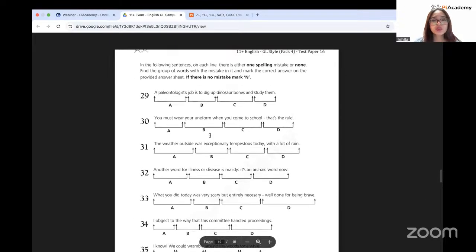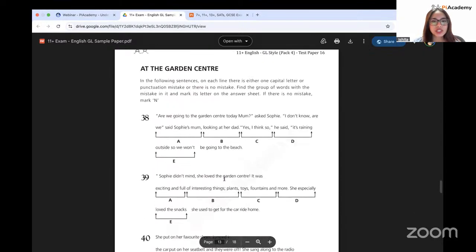Then we move on to the one spelling mistake question. In a sentence, you will be asked to find the spelling mistake. There can be one spelling mistake, or there may not be one at all, in which case you need to mark N on the answer sheet. So this is the spelling section.